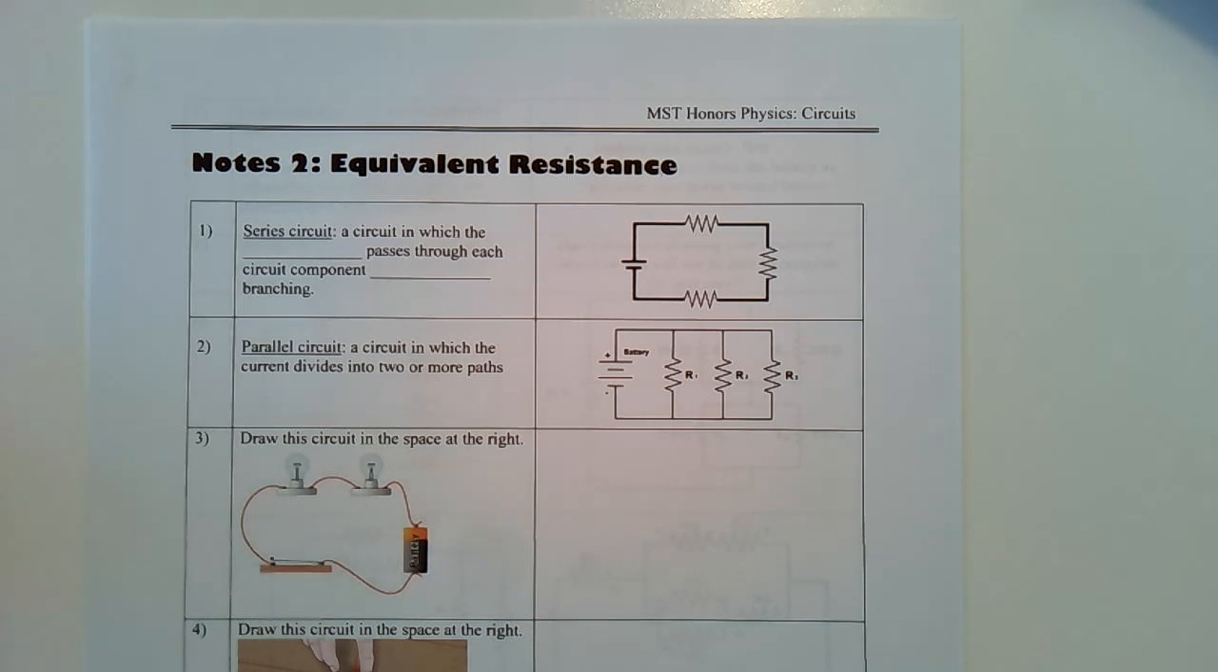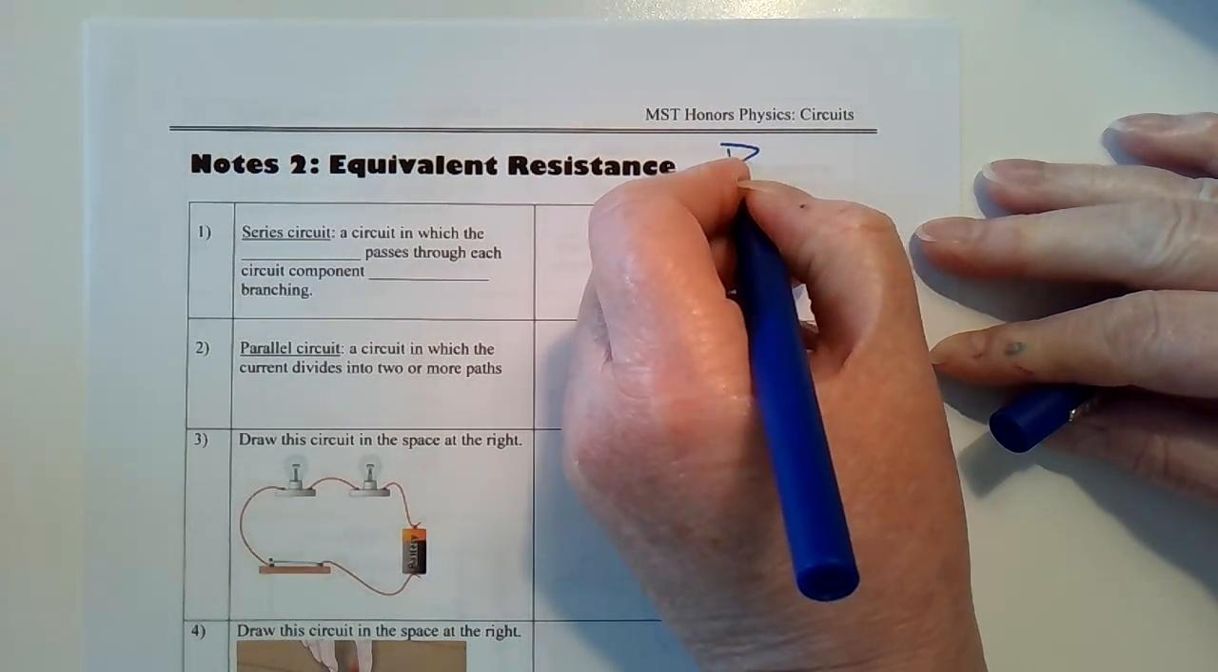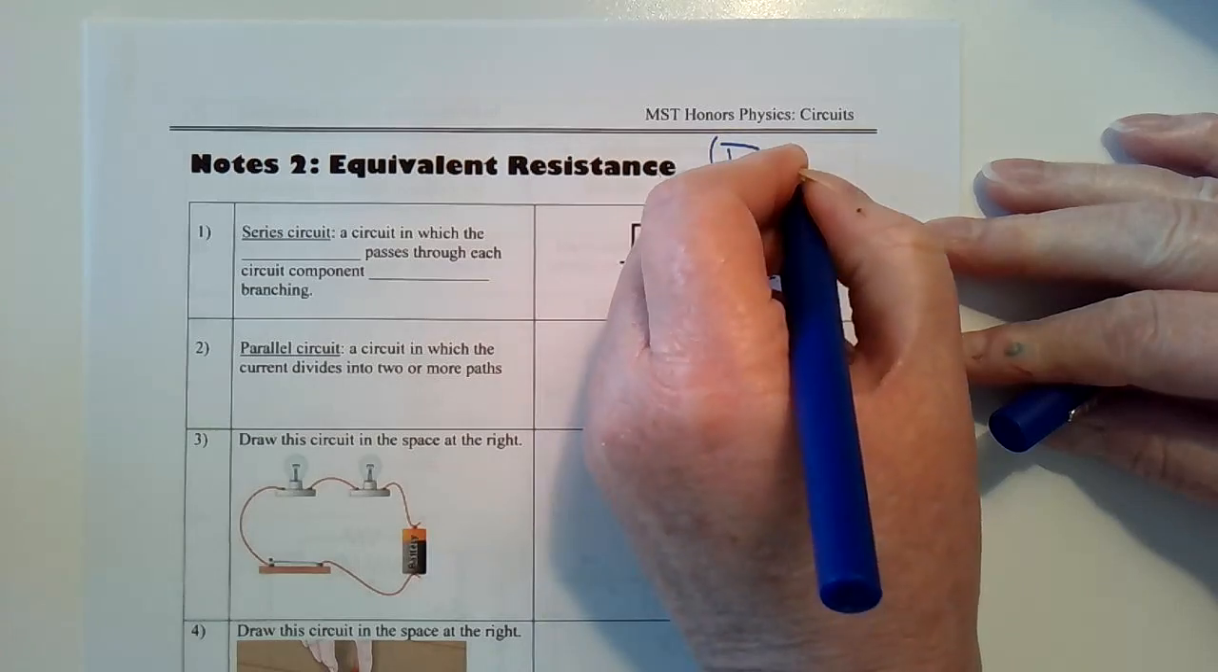All right, in this lesson, we're going to look at the difference between series and parallel circuits, and then we're going to learn to calculate what's called equivalent resistance. Let's talk about that first. Equivalent resistance is another way of saying the total resistance. So I'm going to write down RT.